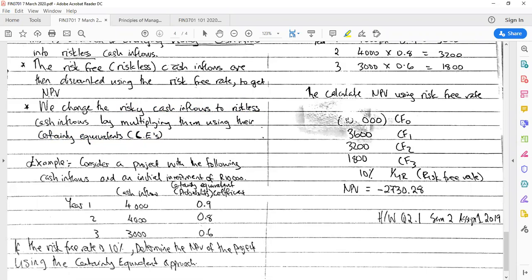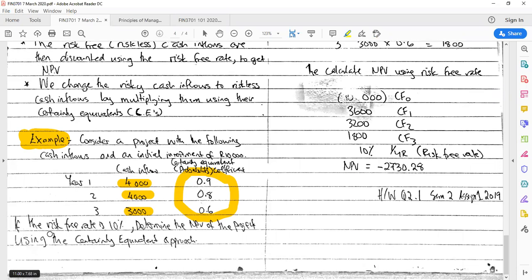So there's also an example at the back of your study guide in study unit 3, working with certainty equivalence, but I've put my own example here. So consider a project with the following cash inflows and an initial investment of 10,000 Rand. In year 1, the project will give us 4,000, year 2, 4,000, year 3, 3,000. And then these right here are the certainty equivalent coefficients, also known as certainty equivalent probability coefficients. Then we're told if the risk-free rate is 10%, determine the NPV of the project using the certainty equivalent approach.